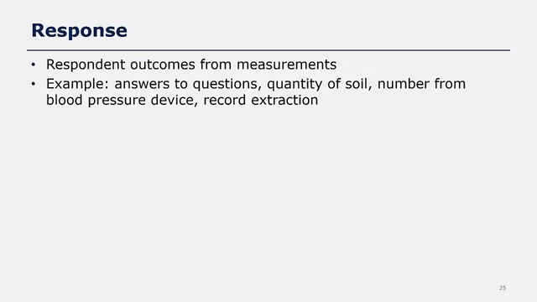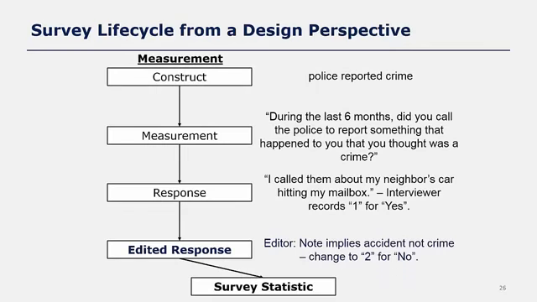The answer to the question, the quantity of the soil, the number of blood pressure from the blood pressure device, or a record extraction in our examples. But this particular number might not be the correct one. So in our survey example, we might have notes from the interviewer stating that this was the neighbor's car hitting the respondent's mailbox, which then can be by an editor classified as actually an accident rather than a crime, and thus should not be part of the measurement that we are trying to achieve.